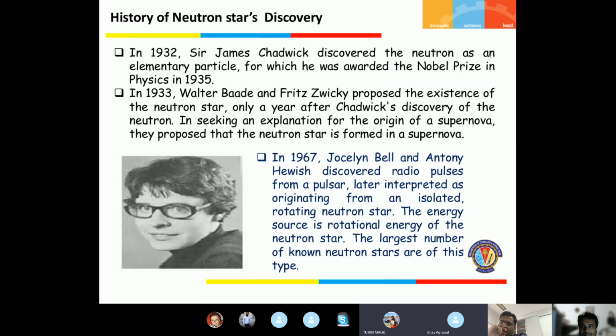From history, in 1932 Chadwick first discovered the neutron as an elementary particle. In 1933, neutron stars made of neutrons were proposed by Baade and Zwicky. But they were discovered in 1967, when Jocelyn Bell and Anthony Hewish discovered radio pulsars. Later, pulsars were understood as rotating neutron stars, and the largest number of neutron stars are of the pulsar type.